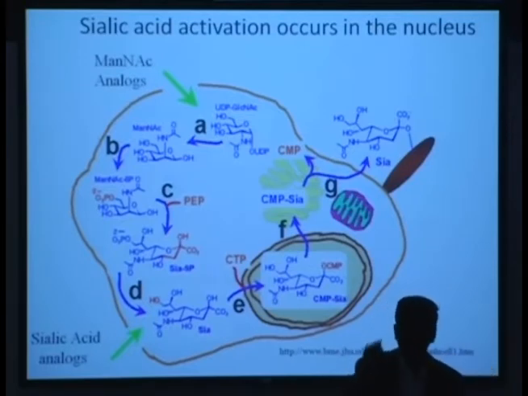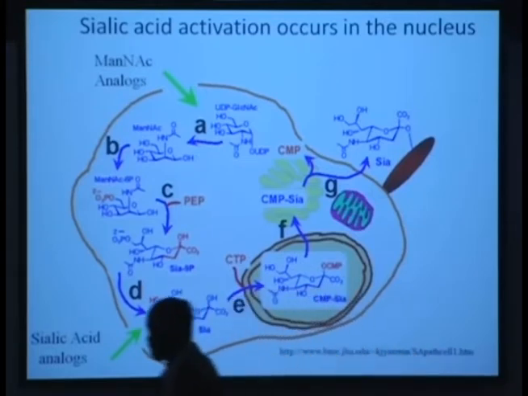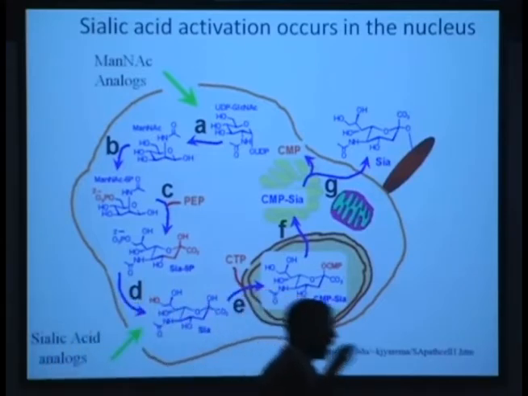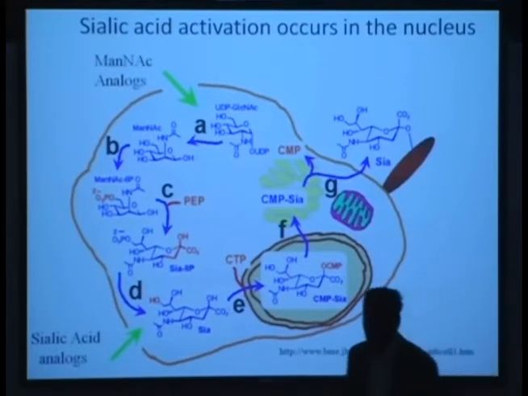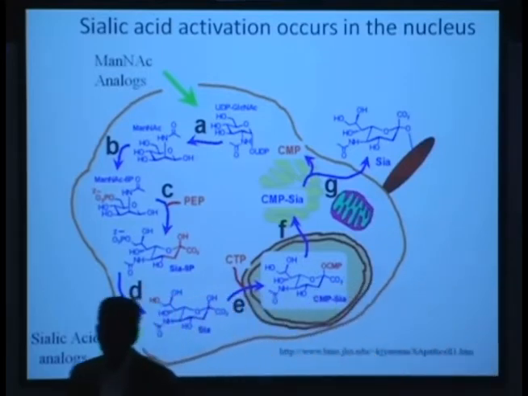The activation of glucose, galactose, mannose, xylose, glucuronic acid, everything takes place in the cytoplasm, with the exception of sialic acid. Sialic acid activation takes place in the nucleus too. We don't understand why. So maybe sialic acid is so critical, it cannot be controlled in a cytoplasmic manner. It has to be controlled in a nuclear manner, maybe.